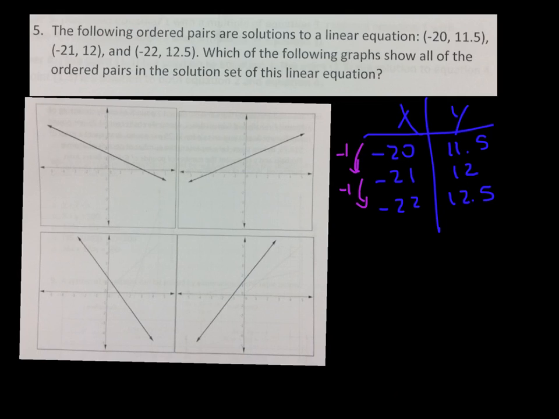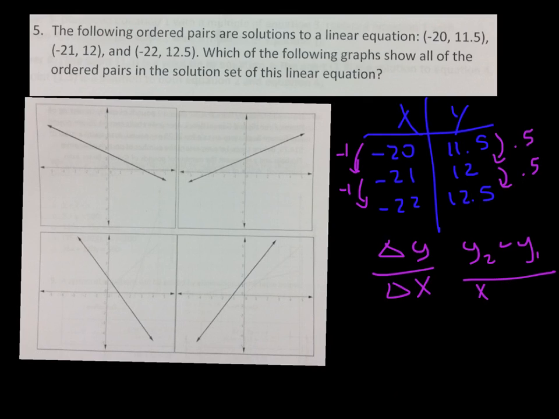Now, these x-values are all changing by negative 1. So from negative 20 to negative 21 is negative 1. Over here, going the same direction, these are both increasing by 0.5. Now, if you remember, slope is change in y over change in x, or y2 minus y1 over x2 minus x1. So use either one of those. I'm going to go ahead and use delta y over delta x.